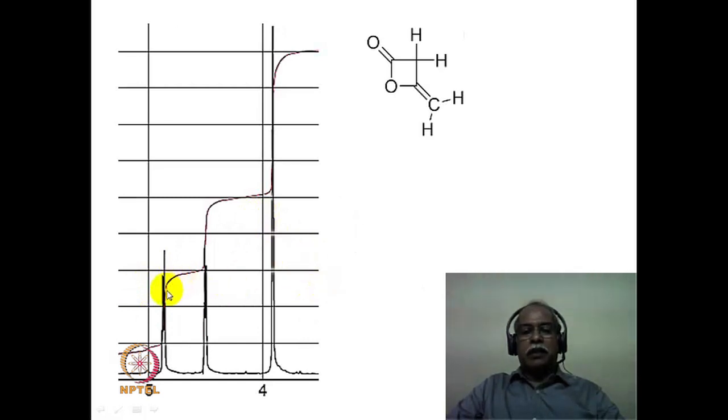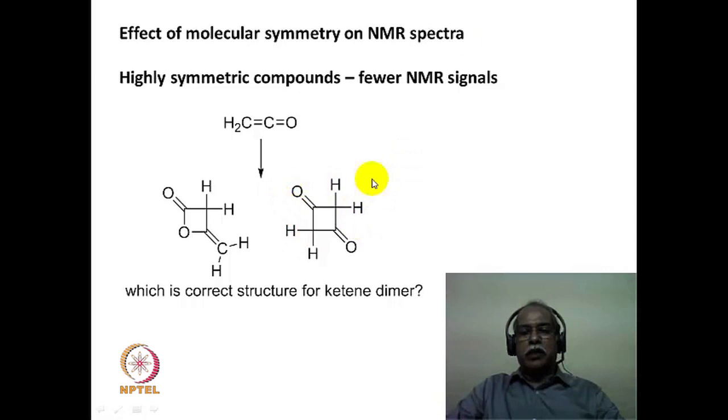The actual spectrum of the ketene dimer seems to be showing an unsymmetrical pattern. In other words, it has three different chemical shift values: these two hydrogens correspond to one chemical shift value, and this hydrogen which is trans to the oxygen here, and this hydrogen which is cis to the oxygen here, come at two different chemical shift values which are shown here. So essentially the ketene dimer spectrum is this particular spectrum. This would match only with this particular structure. It would not match with this structure.